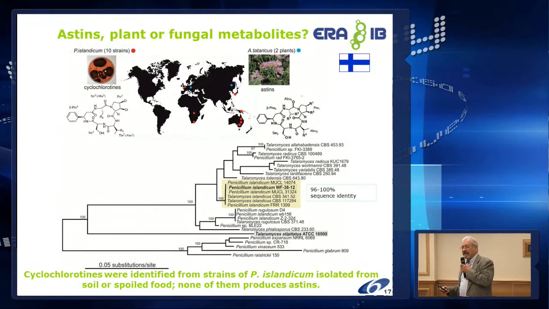Because of the similarity with the penicillium strain and the astins, the question is, are astins just derivatives of cyclochlorotine produced by the penicillium strain, or are they actually produced by the plant? And we analyzed a number of penicillium strains, and they all cluster here, and they all produce cyclochlorotine, none of them is producing astins. So clearly it's not the penicillium that is producing the astins.